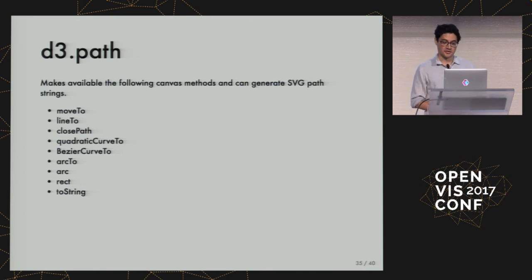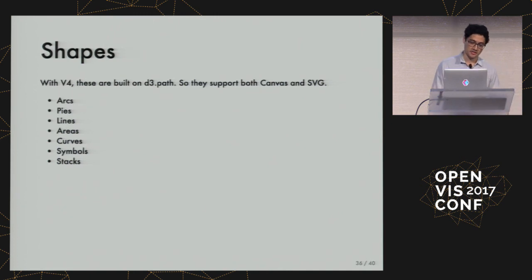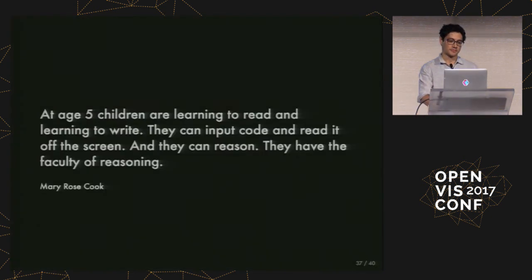But the cool thing is actually you can generate SVG path strings. And it's actually used for all of the V4 shape generators. So arcs, pies, lines, areas, curves, symbols, stacks. All these things are now built on D3 path, which means they too can render to canvas. So all of these shape generators now can do both in version 4 of D3.